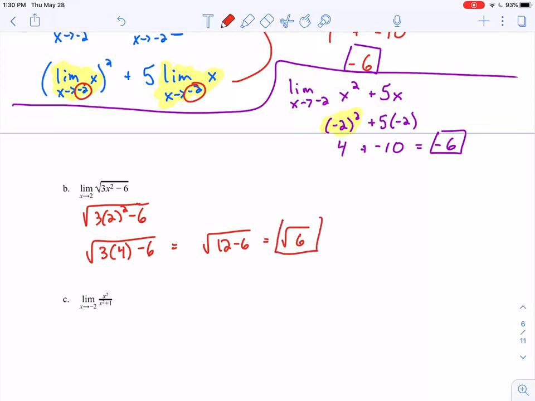I think I'd actually prefer the radical answer. If you want a decimal approximation, it'd be somewhere between 2 and 3. So square root of 6 will be just fine, though. And since that's a real number, that is my limit. That is my solution to this problem.